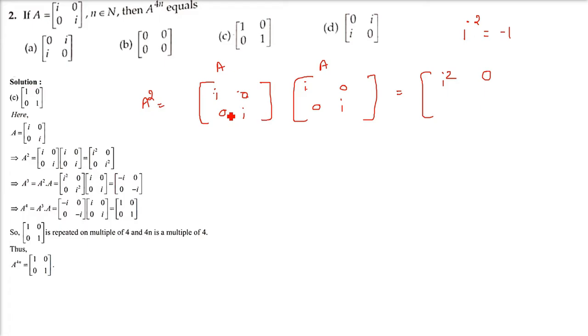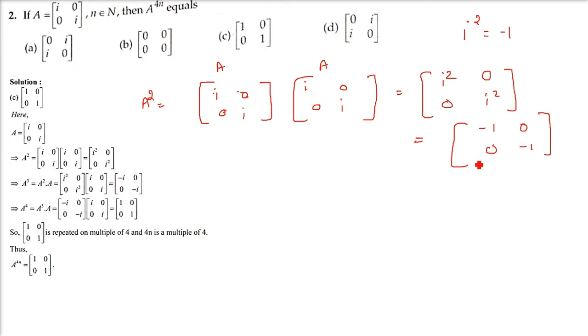Now second row and first column, 0 into I is 0, I into 0 is 0. Now second row last column, 0 into 0, I into I is I square. So what do you get? See, I square is negative 1, 0 0, I square is negative 1. This is your A square.